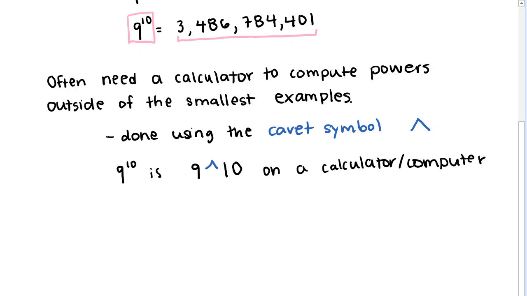And on your computer, how you would write this symbol comes from holding your shift button, and on most keyboards you'll have to press the 6 button afterwards. So you'll hold shift and then hit the number 6 to get this caret symbol out. And so this is how we can write exponents using technology.